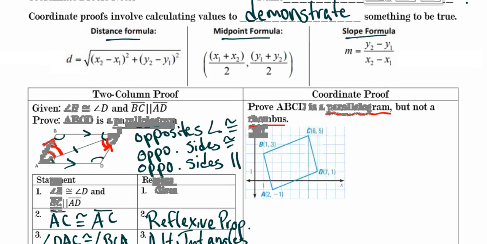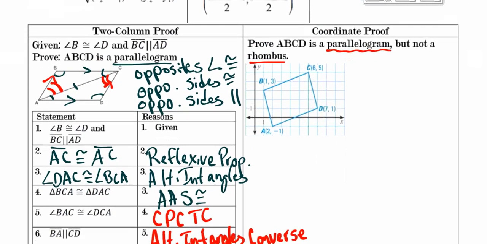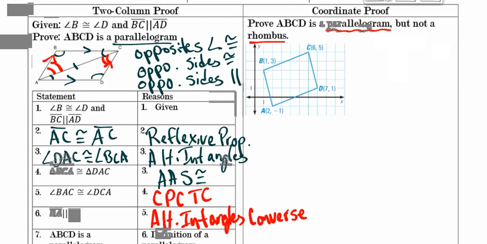So it's up to you how you want to attack this. I also want to show that it's not a rhombus. What can you use to show that something's not a rhombus? It's lengths. That's why I would actually use the lengths here. You could start talking about the sides being parallel, but the slope really won't tell you anything about it being a rhombus or not.